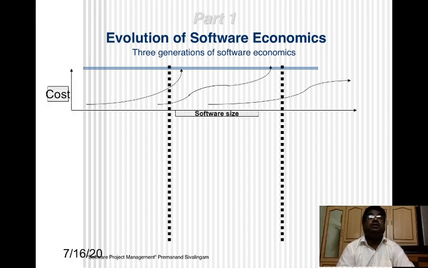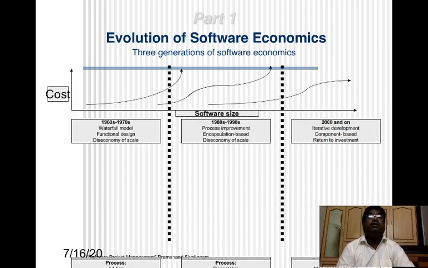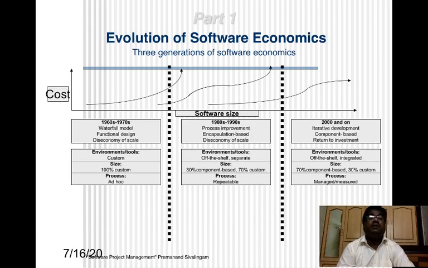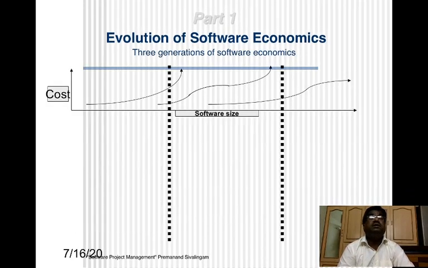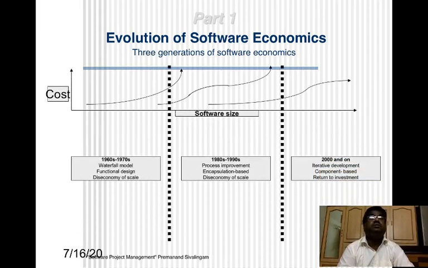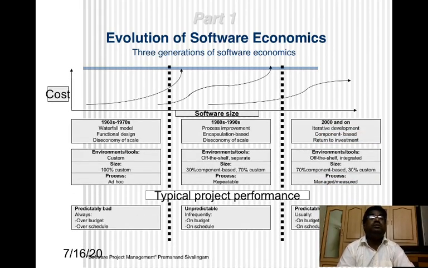Now, three generations of software economics we are going to discuss in this slide. The software economics, three generations. The first generation is 1960 to 1970. This is called the conventional model.